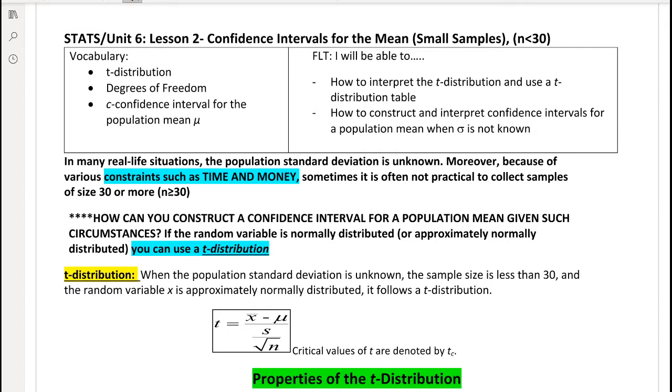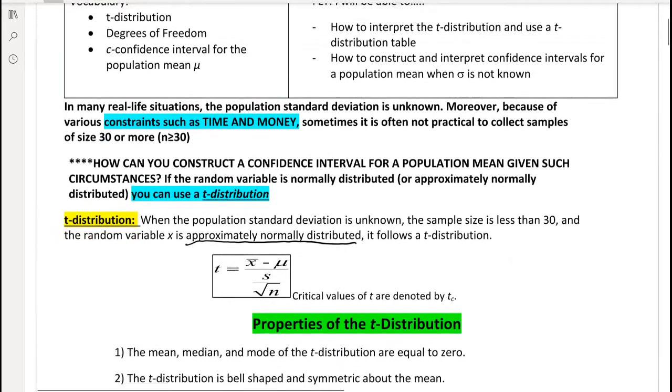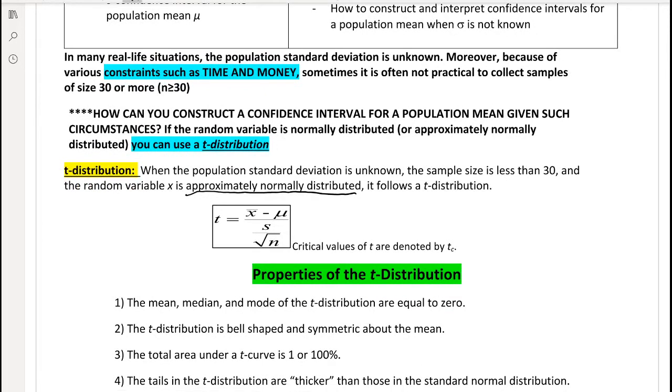The t-distribution is used when the population standard deviation is unknown and the sample size is less than 30, and the random variable is approximately normal. It doesn't have to be exactly normal, just approximately normal. It follows a t-distribution where it equals this equation here. And if you look at it, it looks kind of similar to your z-score, doesn't it? It's just a little bit off right here, okay?